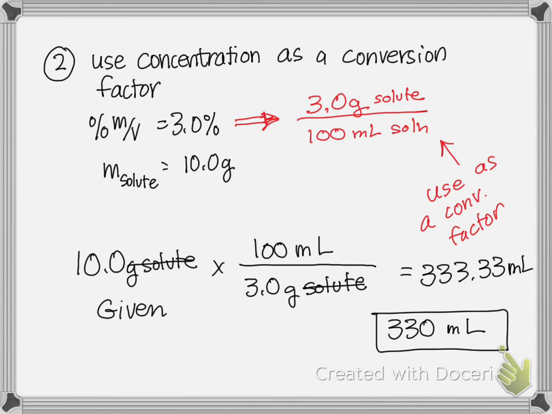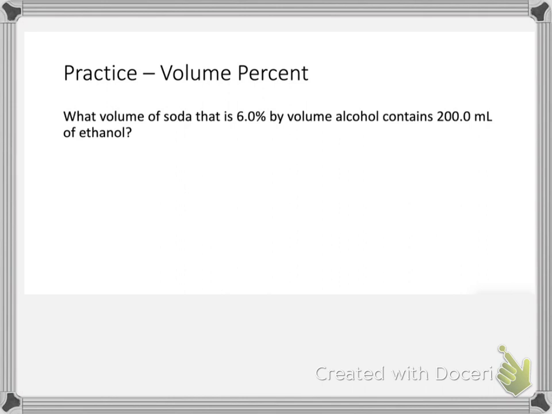But some of you might think, I'm going to try that. And if you want to try solving problems this way, I encourage you to. Give it a try and just see how it goes. Okay, so I have one more. This also is going to be similar to what we just did, and so I'll solve it both ways again. So it says, what volume of soda that is 6% by volume alcohol contains 200 milliliters of ethanol?